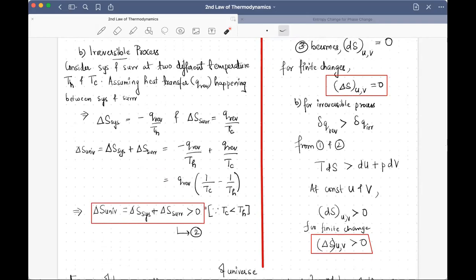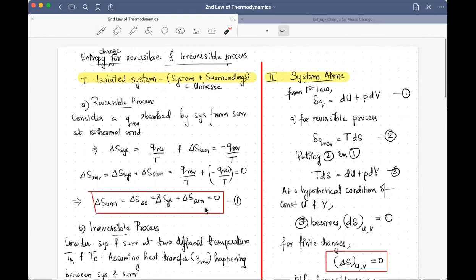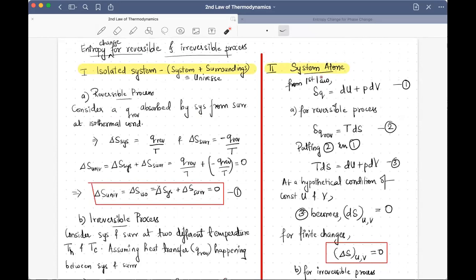Now let us look into the second type of system, where we are considering the system only, without taking into consideration the surrounding. So here we use the first law of thermodynamics. From the first law of thermodynamics, we know that delta Q is equal to dU plus PdV. Those who do not understand this equation can refer to the first law of thermodynamics, where we talk about this particular equation. So this is dQ equals dU plus PdV.